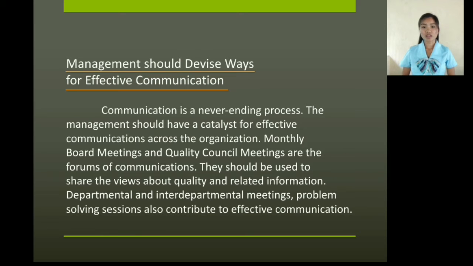Communication is a never-ending process. The management should have a catalyst for effective communication across the organization. Monthly board meetings and quality council meetings are forums of communication. They should be used to share views about quality and related information. Department and interdepartmental meetings and problem-solving sessions also contribute to effective communication. Even a bulletin board in the company helps contribute to effective communication.